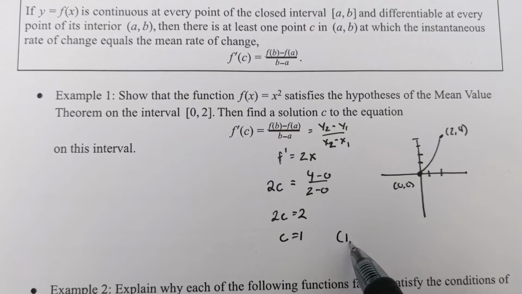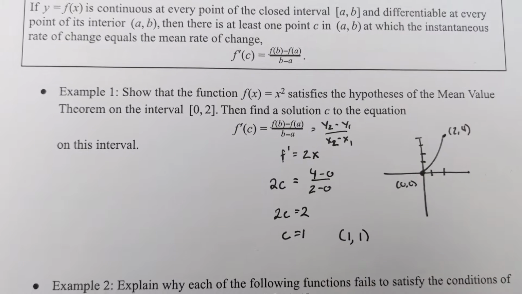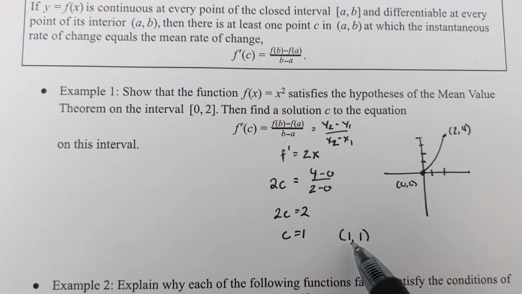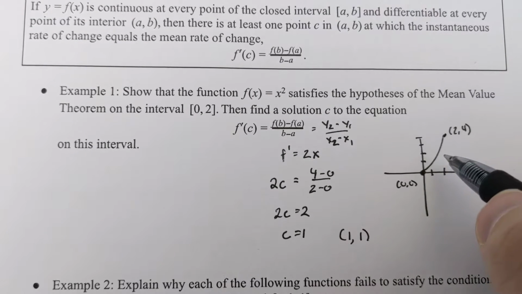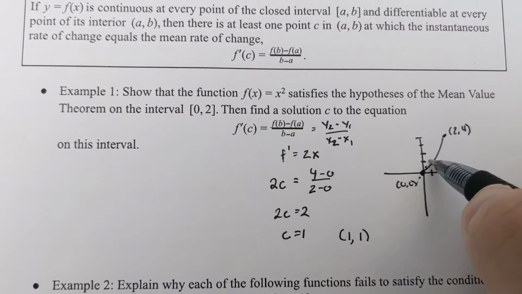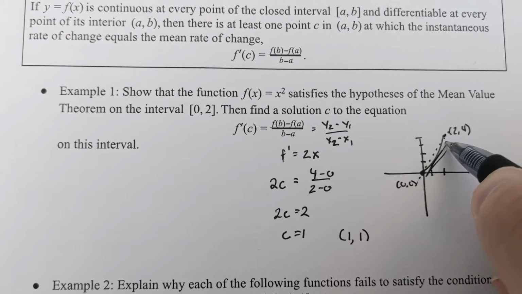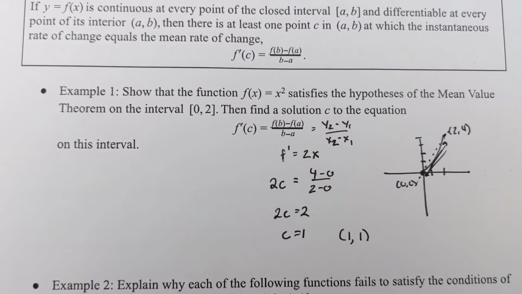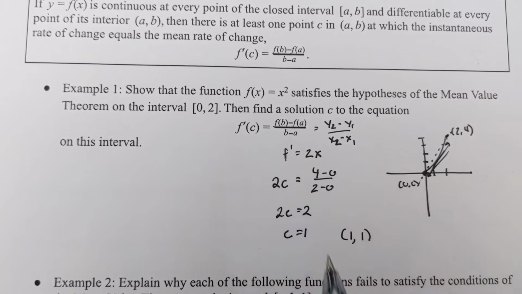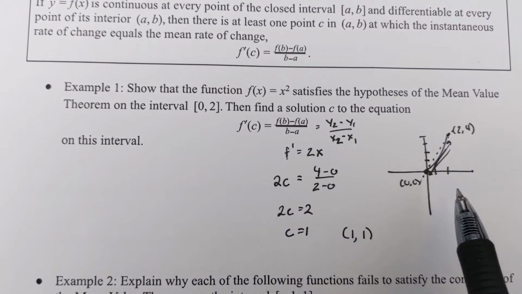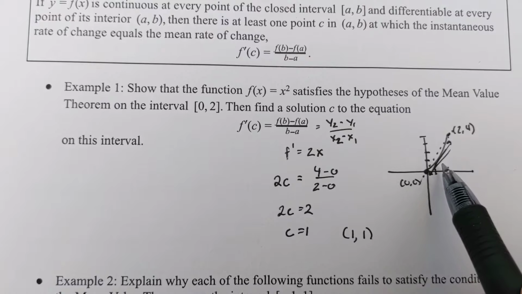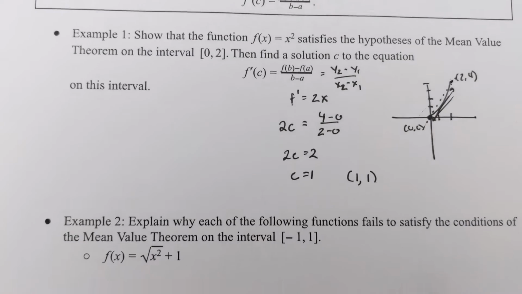So at the point (1, 1), if I plug 1 back into my equation, the tangent line will have the exact same slope as the secant line. So the secant line is the one that just connects the two endpoints. The tangent line actually touches the curve at a single point. So the mean value theorem says assuming the function is continuous and differentiable, there is always some tangent line that has the same slope as the secant line.